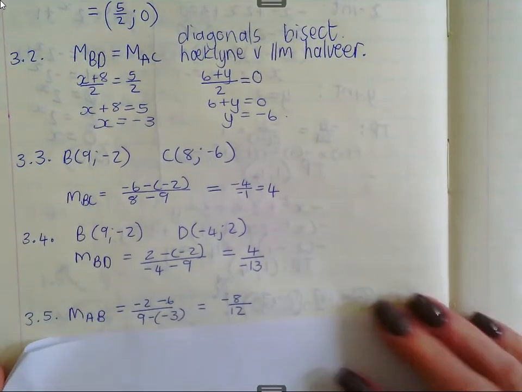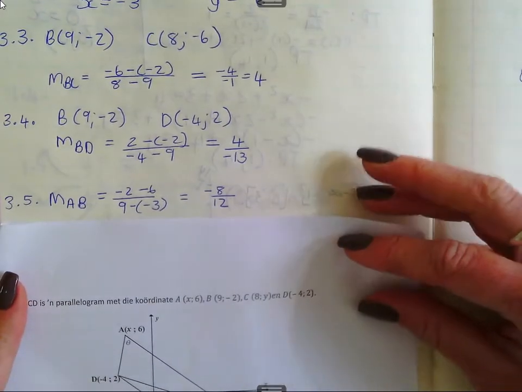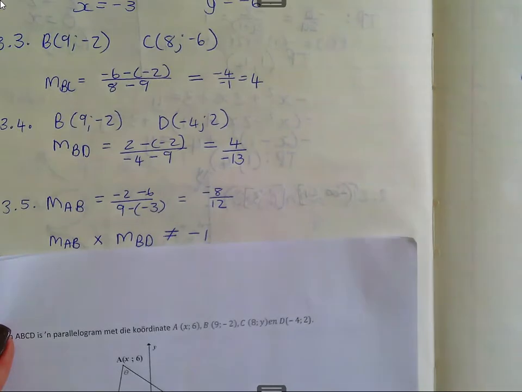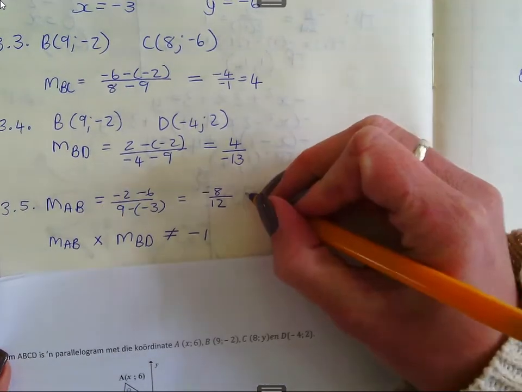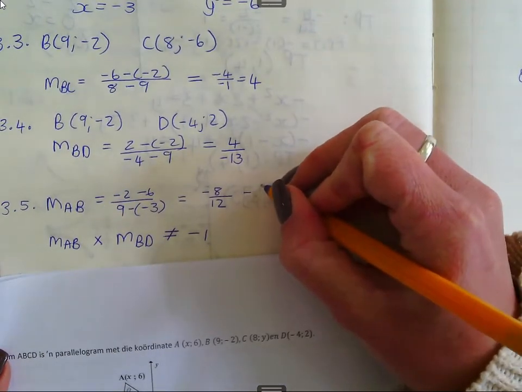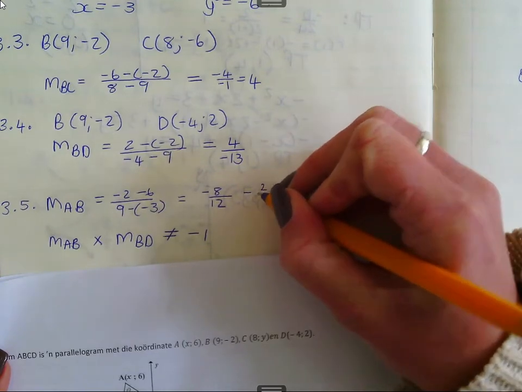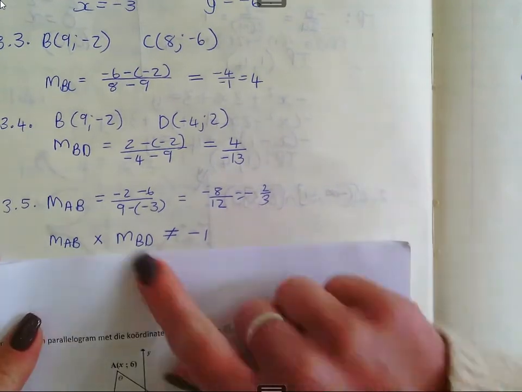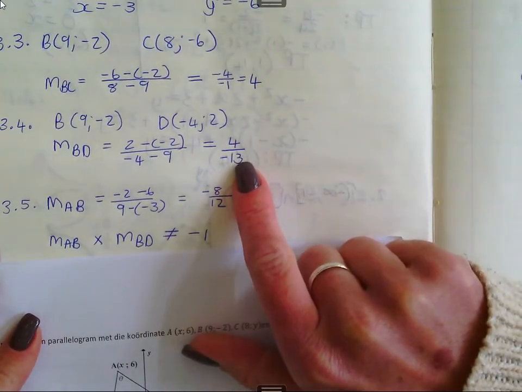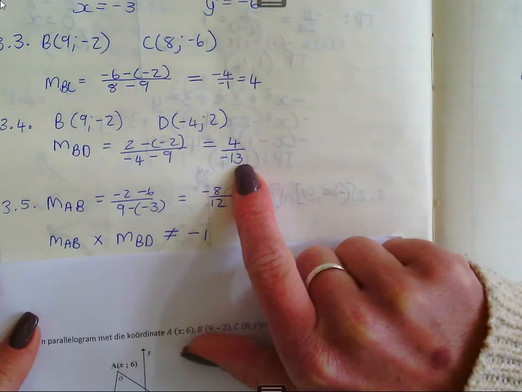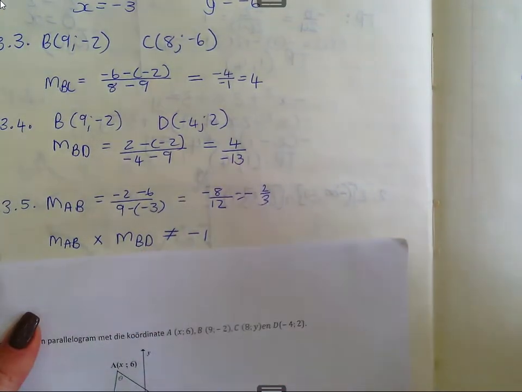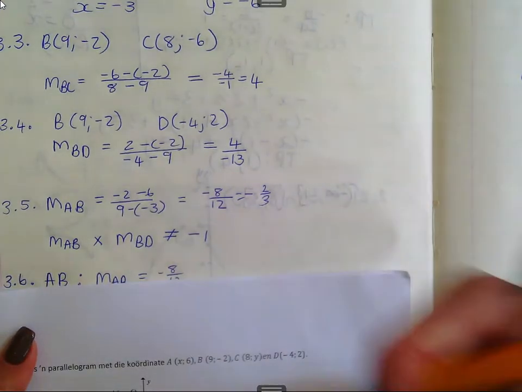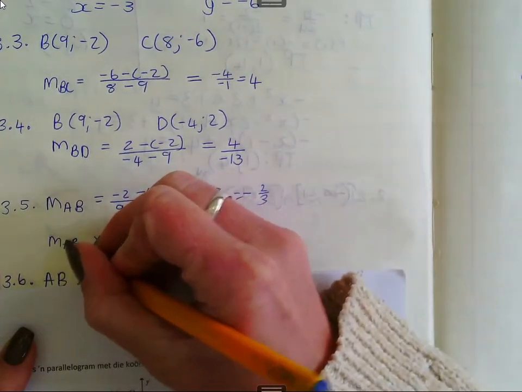So I said, right, gradient of AB is -8/12, simplified to -2/3. And then the gradient of BD is negative 4 over 13. I already calculated that in the previous one. So I say, see, when I multiply them, it won't give me negative 1. So therefore, it's not rectangular. You can add it there.